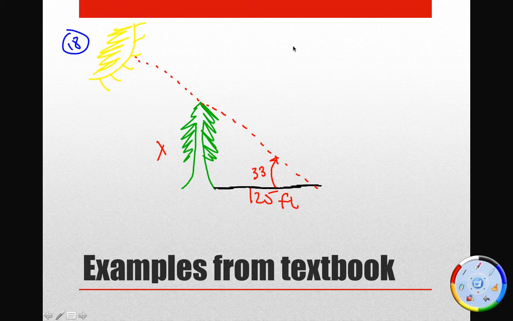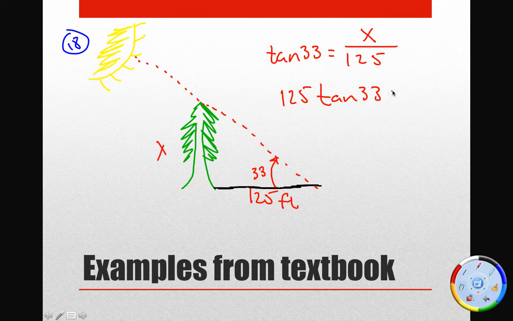Well, it just so happens a lot of the problems do end up involving tangent because we don't really care what this distance is right here. But if this was a ladder, then yeah, you'd want to know how long your ladder is. Different. All right, so in this case, we have 33, we have opposite, and we have adjacent. So we have tangent of 33 is equal to x over 125. Multiply both sides by 125 equals x. X is approximately equal to 81.18 feet.